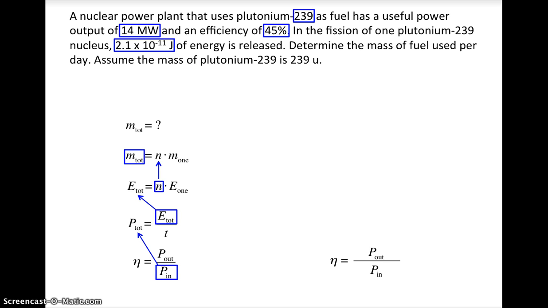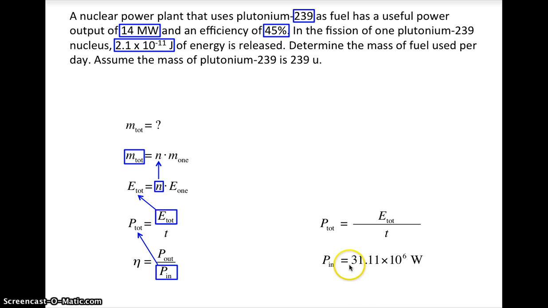So we start at the beginning. We know the output power is 14 megawatts of electricity. Mega is 10 to the 6. And the efficiency was given, 0.45. So we calculate the power put in by the nuclei. Isolate P in, and it's this. On to the next equation.